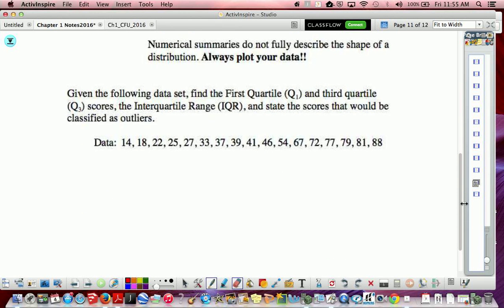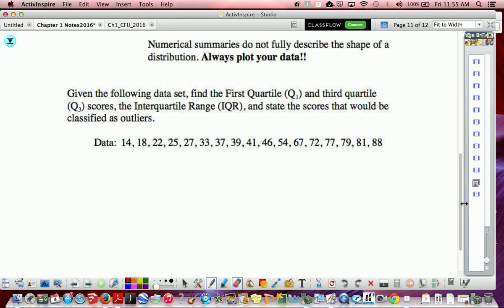So, here's our data set. It says, given the following data set, find the first quartile, find the third quartile scores, and the interquartile range. State the scores that would be classified as outliers. Now, I can show you how to do this on your calculator, and I'll do that with box plots. But I'm actually going to do this one by hand real quick.